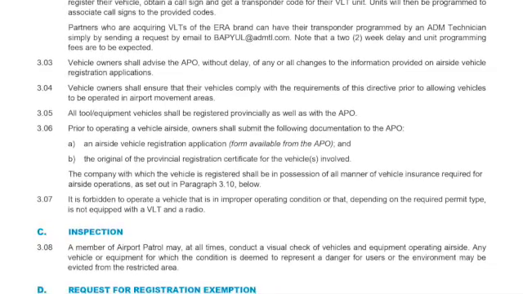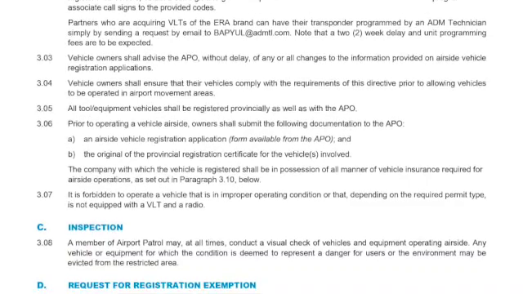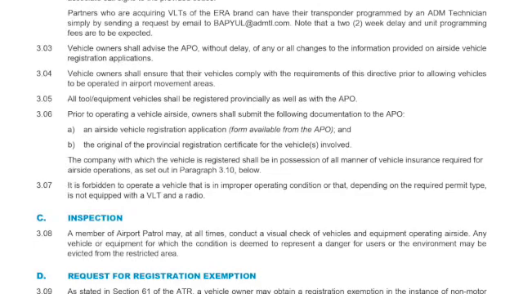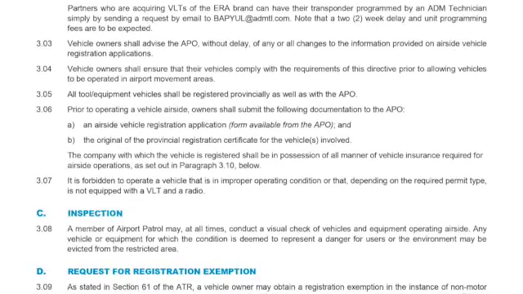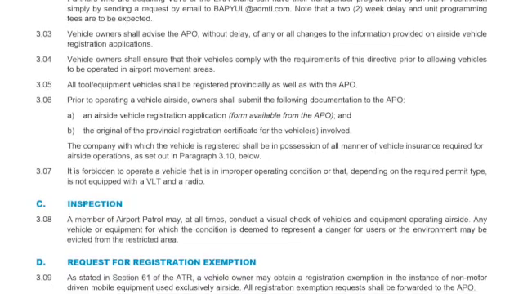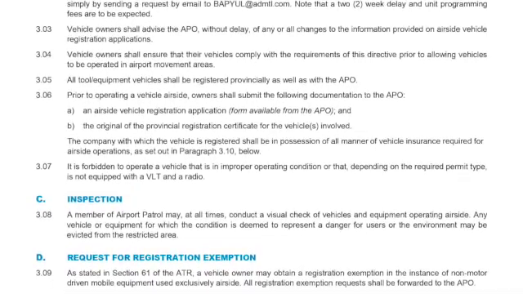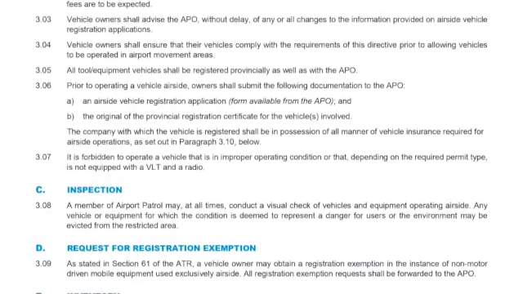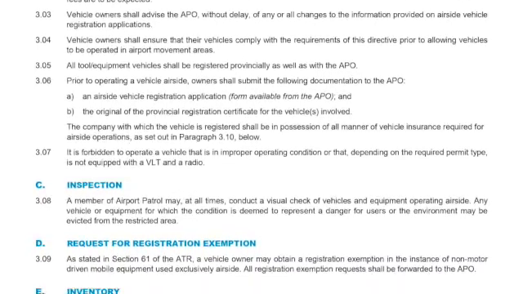The company with which the vehicle is registered shall be in possession of all manner of vehicle insurance required for airside operations, as set out in paragraph 3.10, below. 07. It is forbidden to operate a vehicle that is in improper operating condition or that, depending on the required permit type, is not equipped with a VLT and a radio.